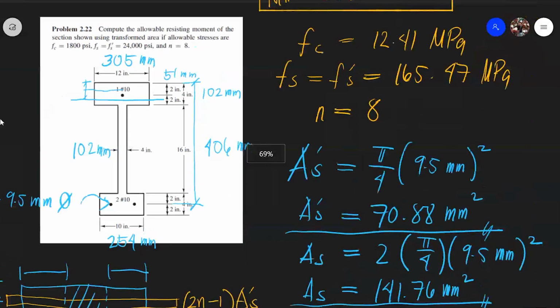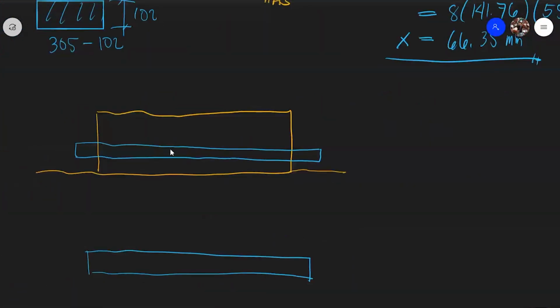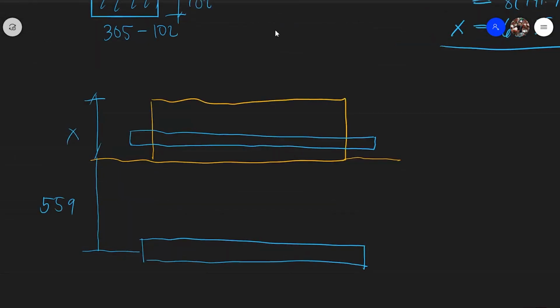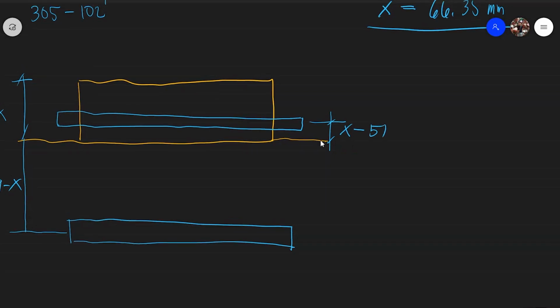That is why the centroid is here. Okay? So this is now your value for x. And this distance is 559 minus x. Then this other distance is x minus 51.